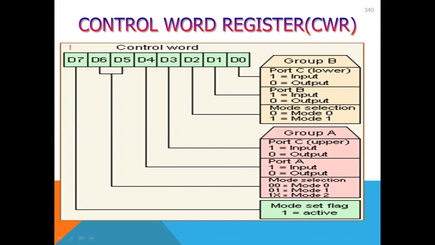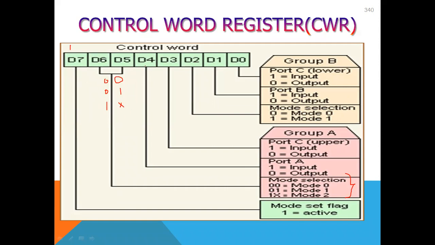D5 and D6 are used for mode selection, because group A supports 3 mode operations: mode 0, mode 1 and mode 2. If the value is 0, 0, it is mode 0 operation. If the value is 0, 1, it is mode 1 operation. If the value is 1x, either 0 or 1, so D6 value is 1, that is the situation for mode 2 operation.